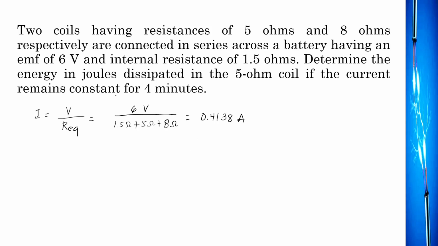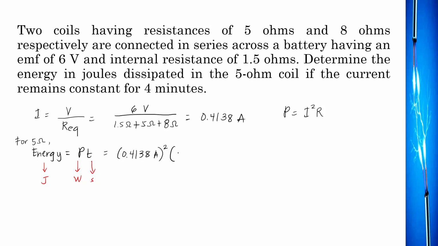Now, to get the energy in joules of the 5 ohms, energy is power times time. Since the energy is in joules, the power should be in watts and the time in seconds. Where can we get the power? We can get it through I squared R. Since we're talking about the 5 ohms only, the power I will solve is 0.4138 amperes squared times the 5 ohms.